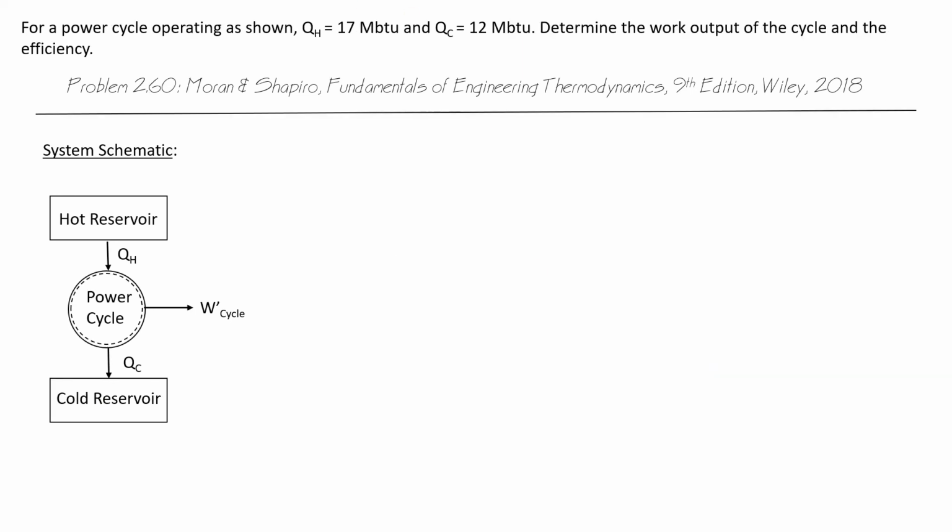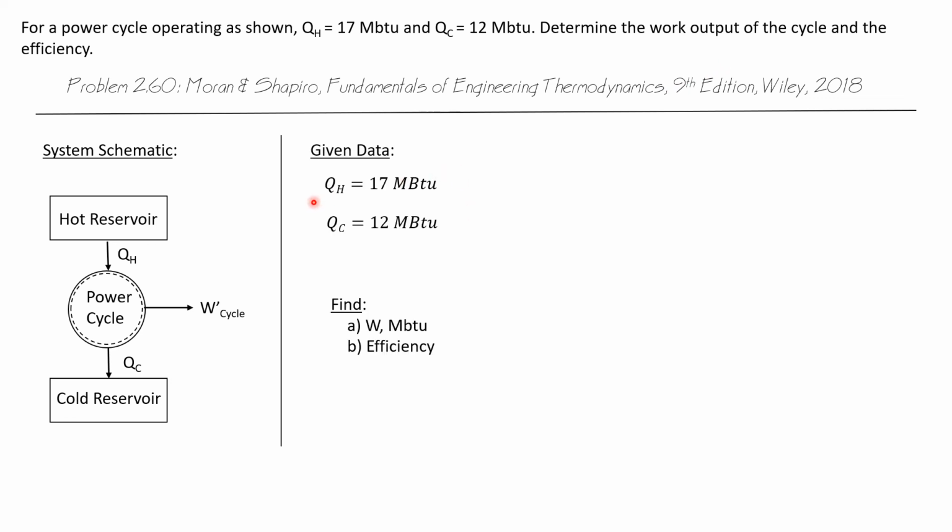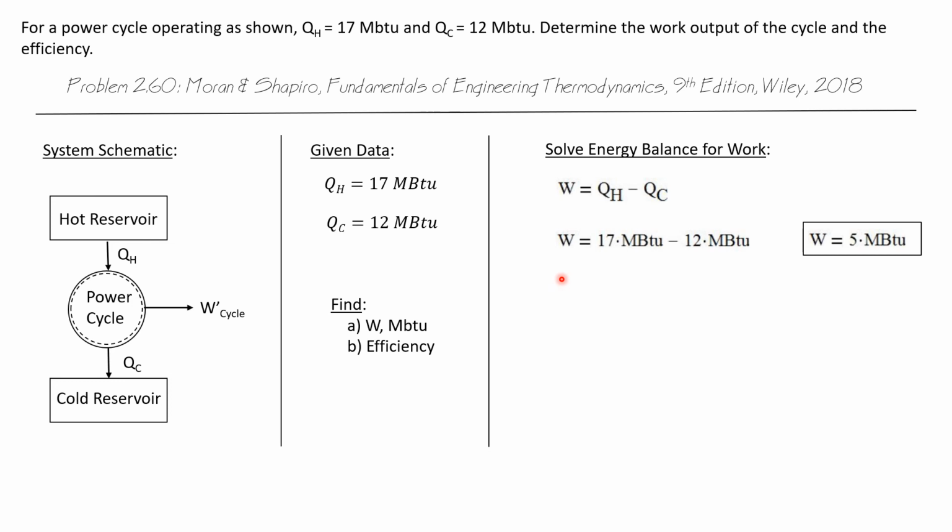Our final power cycle problem is given as a power cycle operating as shown with Q sub H is 17 million BTUs and Q sub C is 12 million BTUs. We want to determine the work output of the cycle and the efficiency. So we're given that Q sub H is 17 million BTUs and Q sub C is 12 million BTUs. Let's find the work and efficiency.